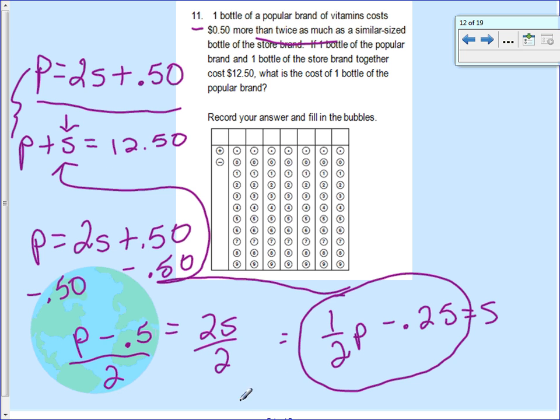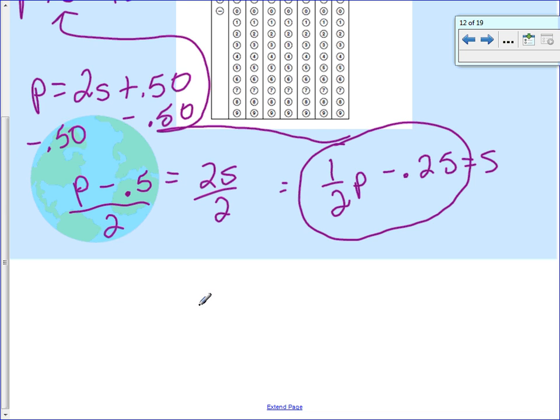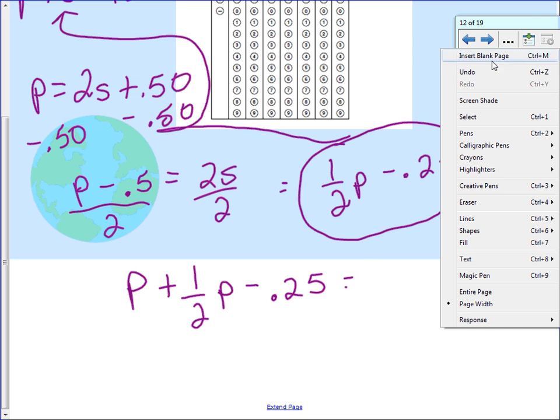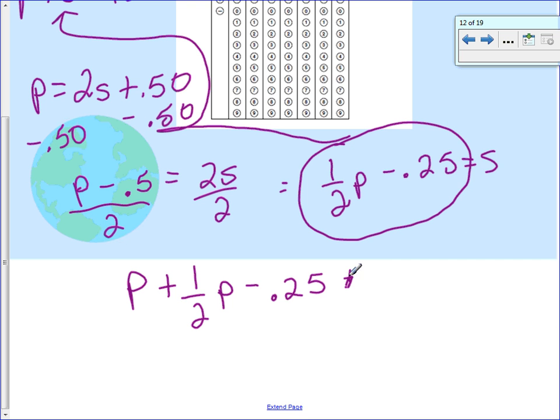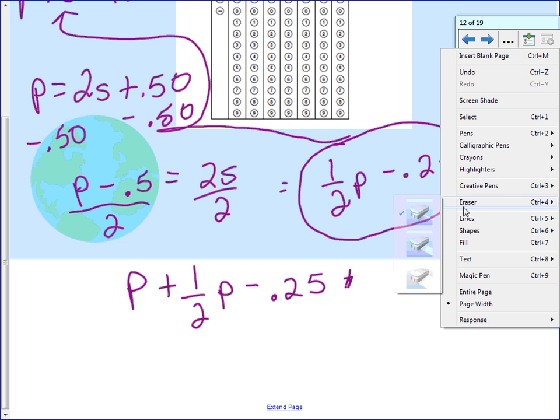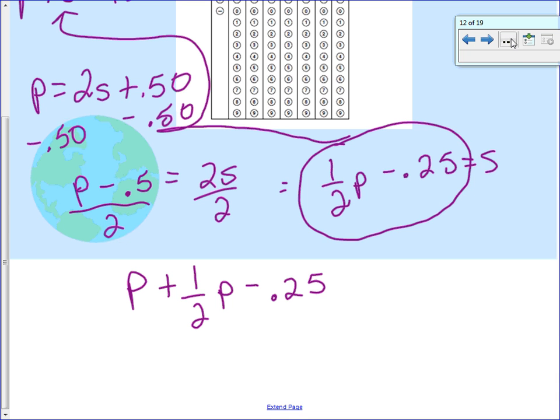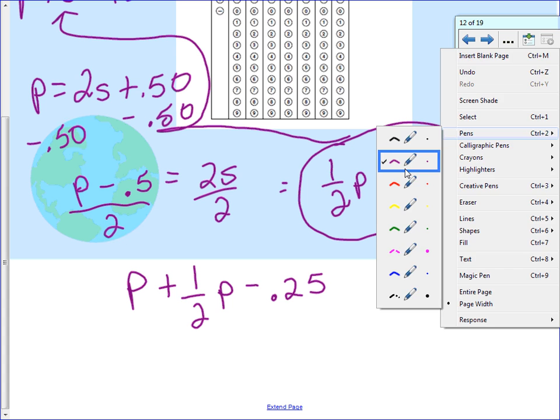Hold on, we're all the way up here. Sorry, I'm going to extend my page. You guys ready? So now I have P plus 1/2 P minus 0.25. Yeah, sorry, there's no S. Hold on. Oh, I get it now, you're plugging in. Yes. That is not an eraser. Okay, equals what? What was it again? 12.50.